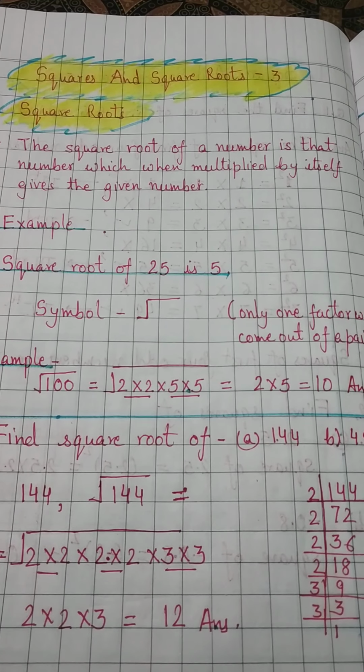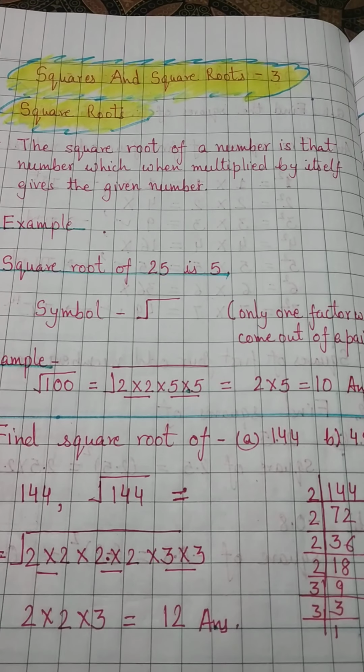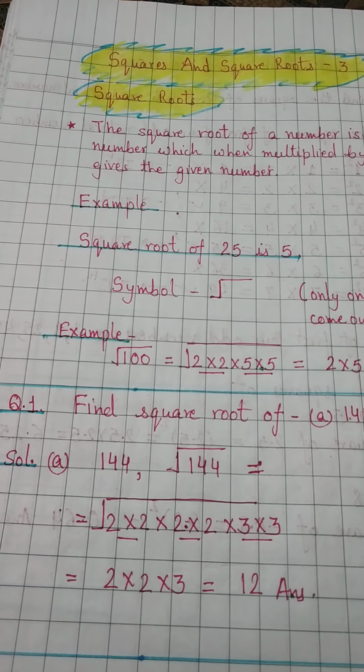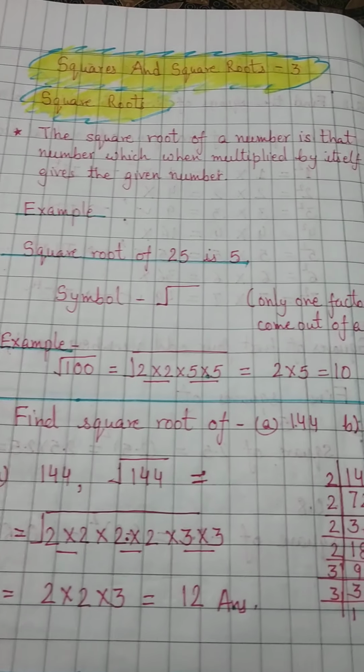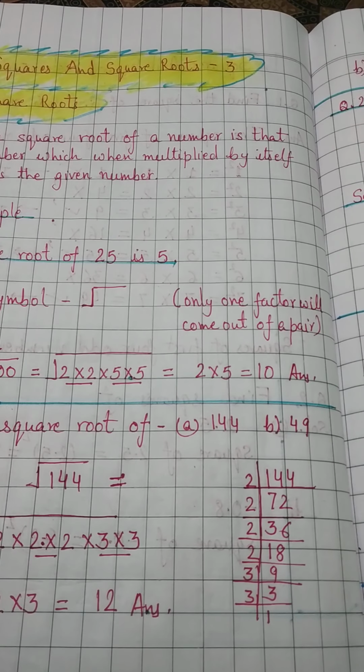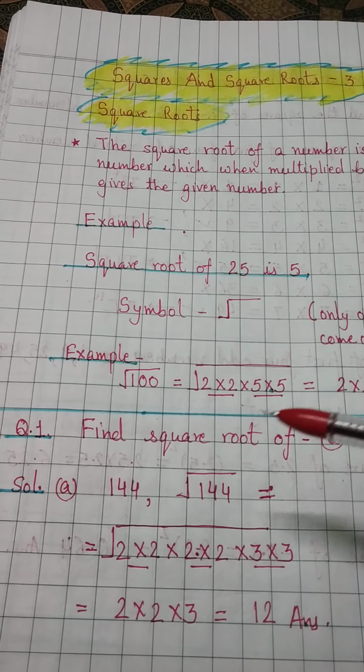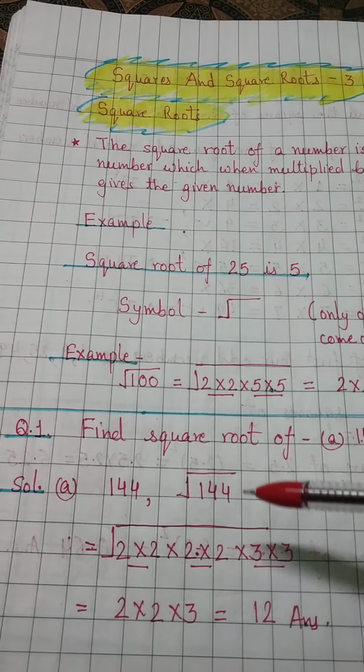So it is easy, 10 into 10 is 100. You can understand clearly how the pairs work. We make pairs and put out one from each pair, and then we find our square root. After this, the question I have taken first is: find the square root of 144 and 49. So see, 144. We will write the square root of 144.